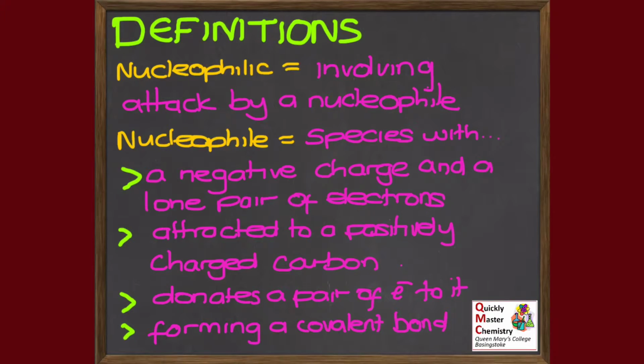So what is a nucleophile? It's a species, and in chemistry, by species we mean an ion or a molecule. It's a sort of a general word, a catch-all word. So a species with a negative charge, that could be a full ionic negative charge or just a partial negative charge delta minus, and a lone pair of electrons. It's going to be attracted to a positively charged carbon. Now that again could be a carbon with a full ionic positive charge, but mostly a partial positive charge delta plus. And the nucleophile will donate a pair of electrons to that positively charged carbon, forming a covalent bond to it.